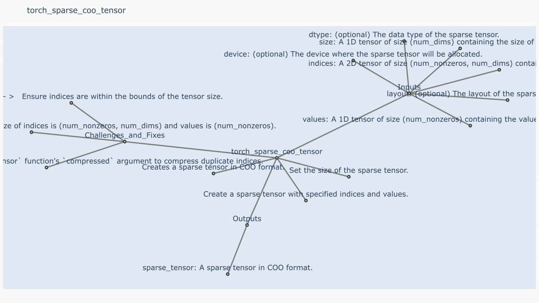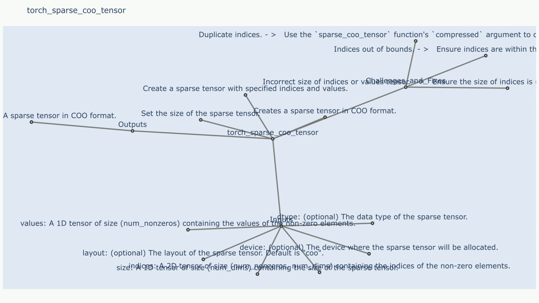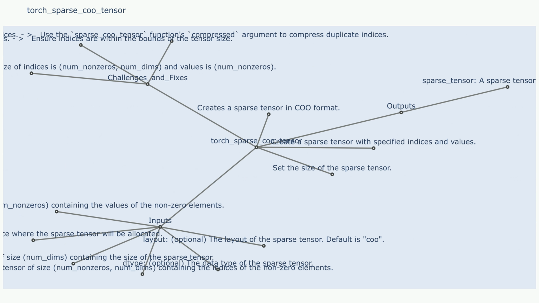Inputs: indices: a 2D tensor containing the indices of non-zero elements in the sparse tensor. Each row represents the indices of one non-zero element. Values: a 1D tensor containing the values of the non-zero elements in the sparse tensor. Size: a 1D tensor defining the size of the sparse tensor.